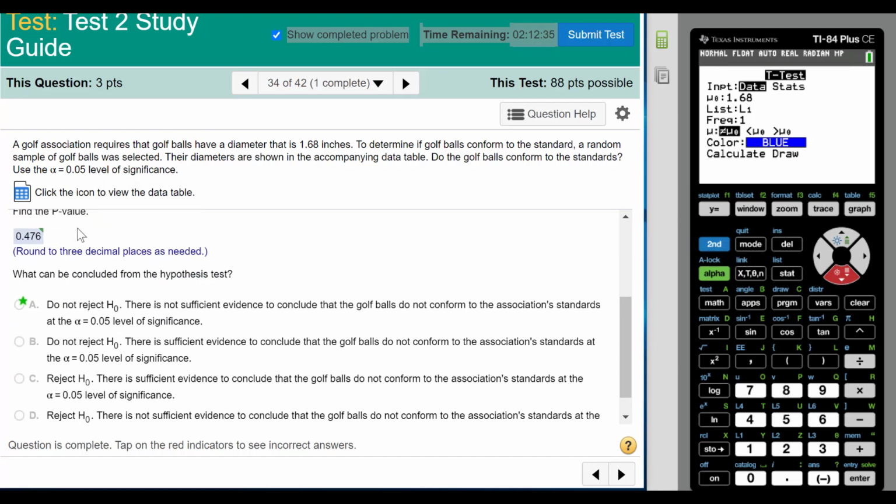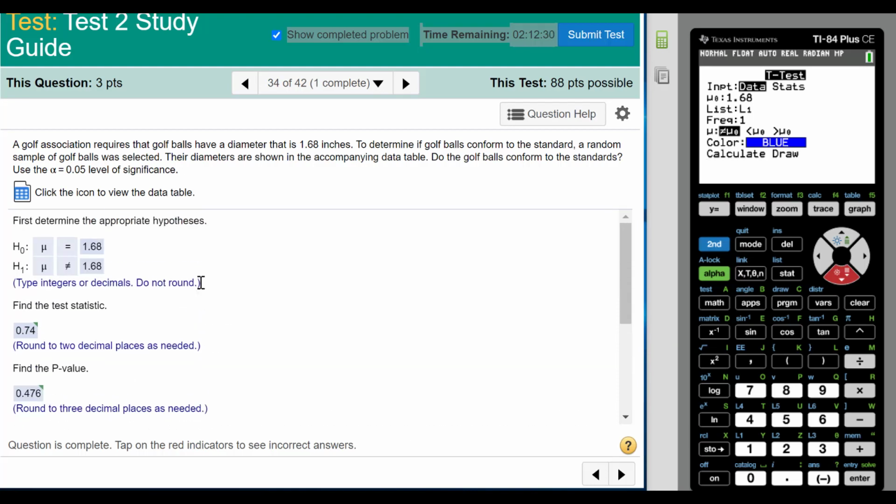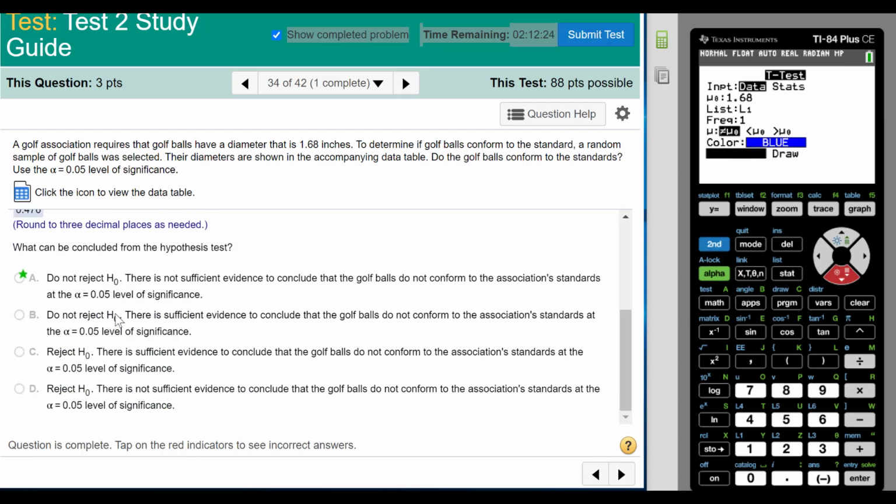Since the p-value is more than alpha, we don't reject H0. And if we don't reject H0, that means H0 could be correct. And they say the standard should be 1.68, so that's a conclusion. There is not sufficient evidence to conclude that the balls do not conform to the association standards at the 0.05 level of significance.